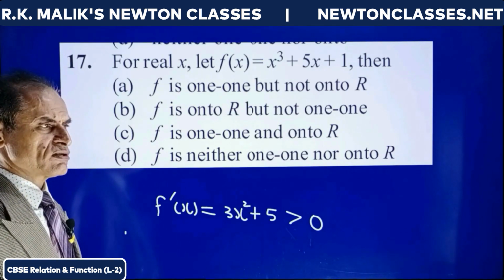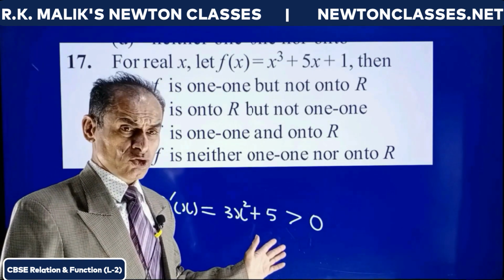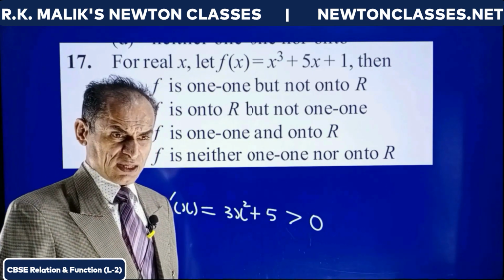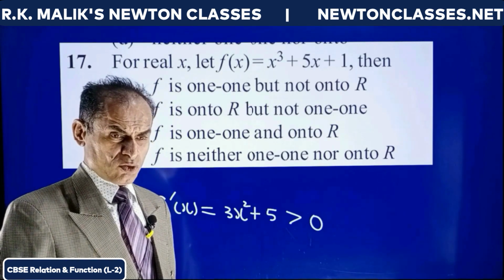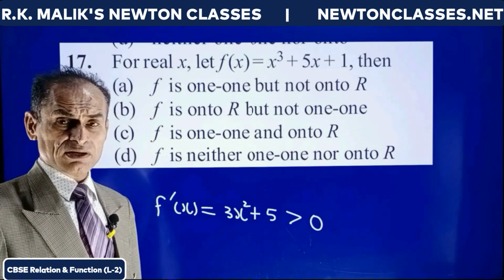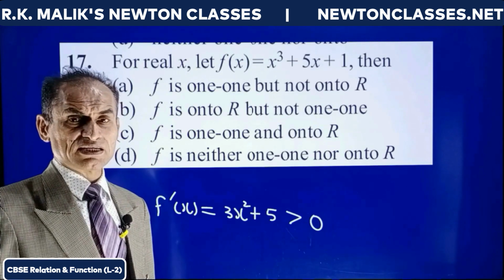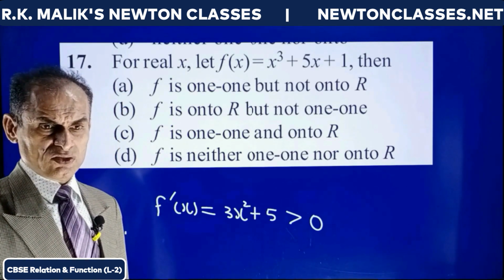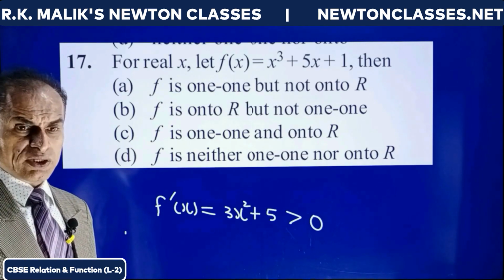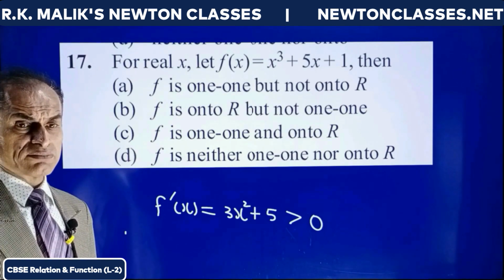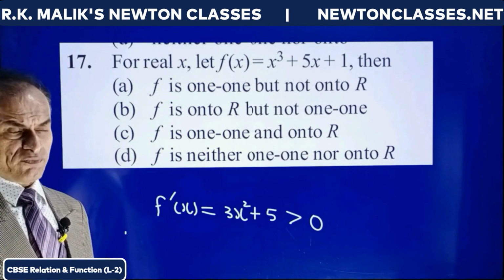The reason being, you must be knowing that if the derivative is greater than or equal to 0, the function is increasing, and an increasing function is always a one-one function. Or if the derivative is surely negative, then the function is always decreasing, and always decreasing means the function is one-one. If you know the meaning of a one-one function, you must know that if the function is always increasing or always decreasing, it will be one-one.